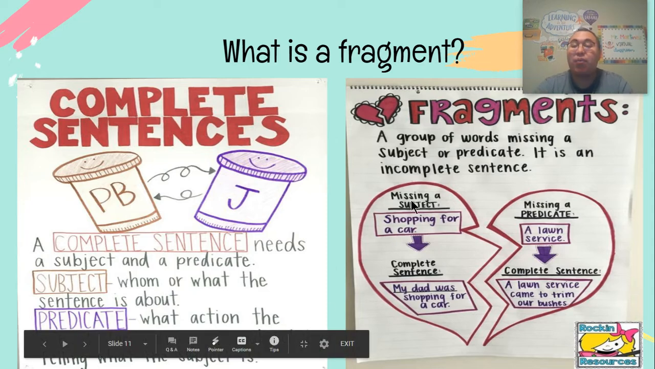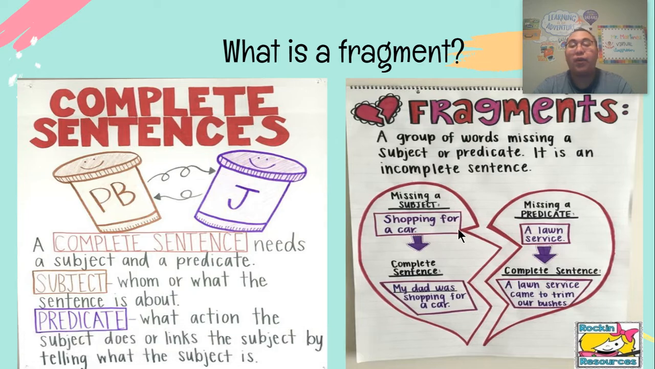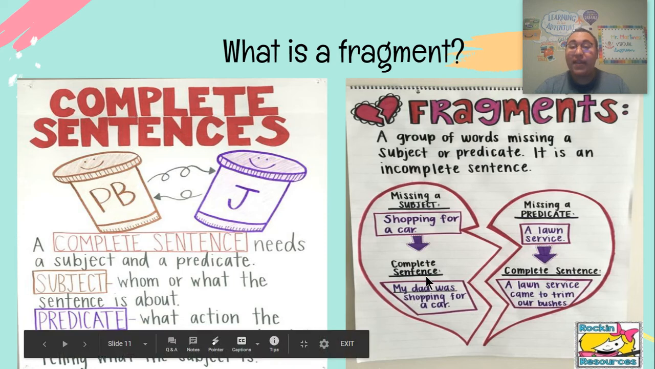So this is an example of a missing subject. The sentence says, shopping for a car. But who is shopping for the car? I don't know because the subject is missing. So it is a fragment. To make it a complete sentence, I would need to add a subject, a noun. That could be, my dad was shopping for a car.